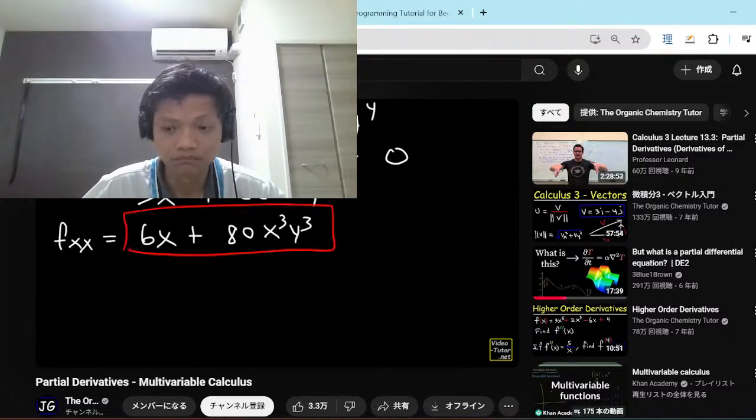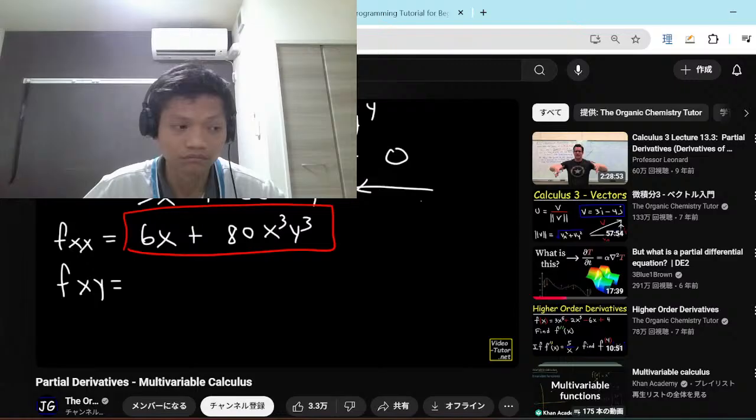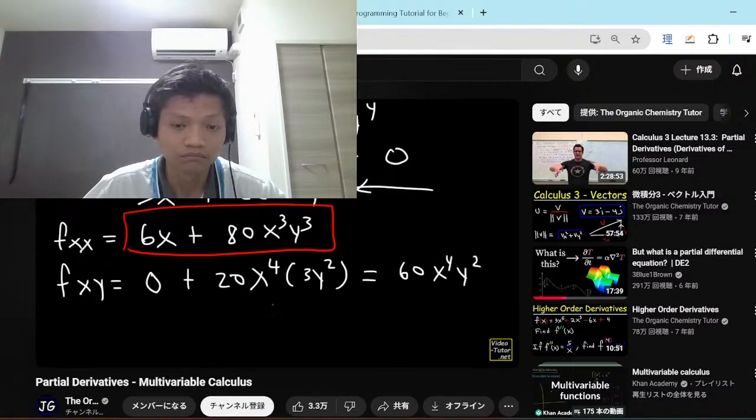So that's our first answer. Now let's find fxy. So let's differentiate this function with respect to y. 3x squared becomes 0, and the derivative of y to the third is 3y squared. So this is 60x to the fourth y squared. And so that's it for this one.